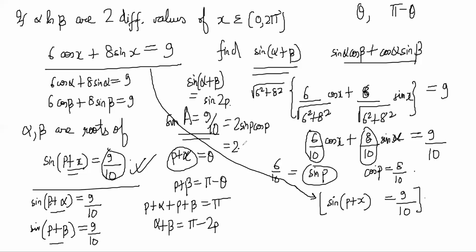2 times sine p is 6 by 10, cos p is 8 by 10. So this becomes 2 into 6 into 8, 96 by 100. So it is 24 by 25. Check the answer once. Nine, not 19, 24 by 25. 96 by 100, right? Yes, it's that only. So again, we'll revise it because this is like a tricky solution.